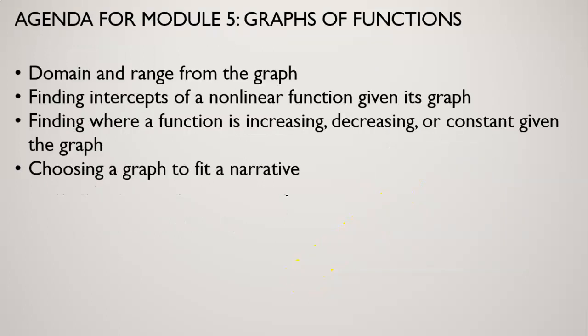Today, in Module 5, we're going to learn about domain and range. We're going to talk about how to find intercepts of a graph. We're going to find where the function is increasing, decreasing, or constant given the graph, and you're going to choose a graph to fit a narrative or a story.